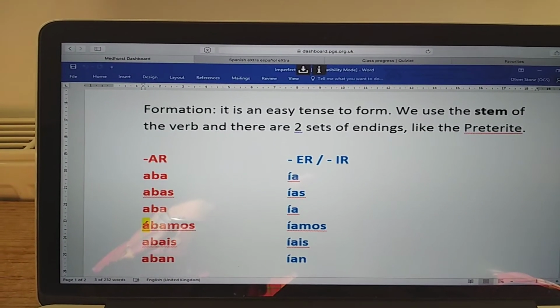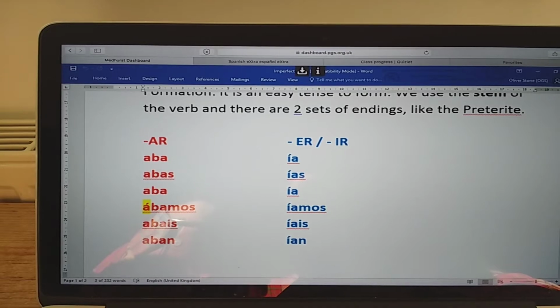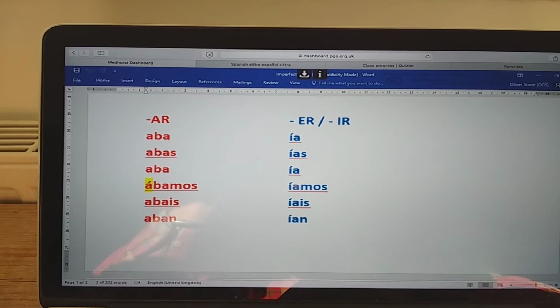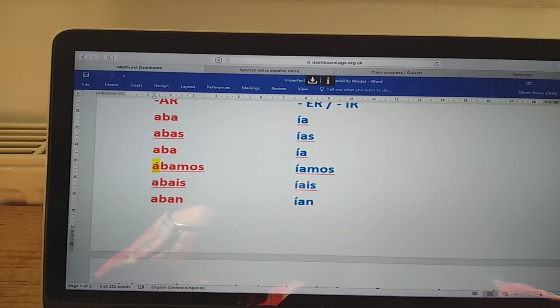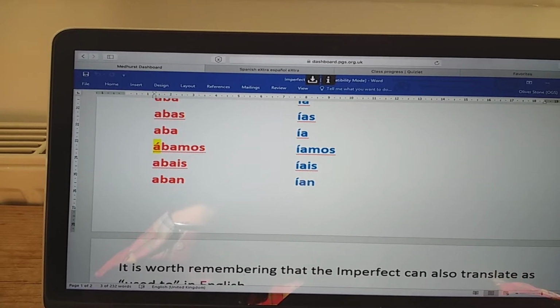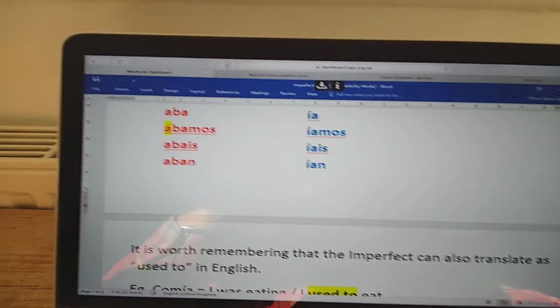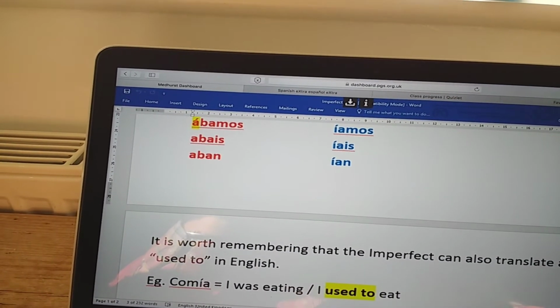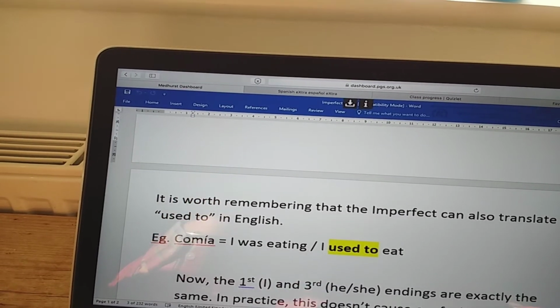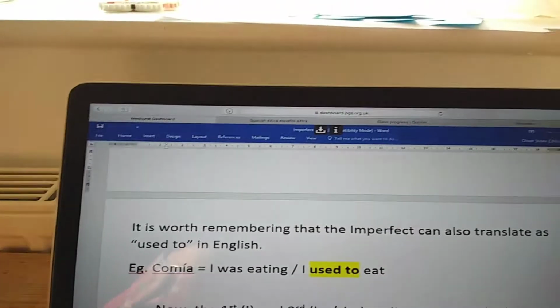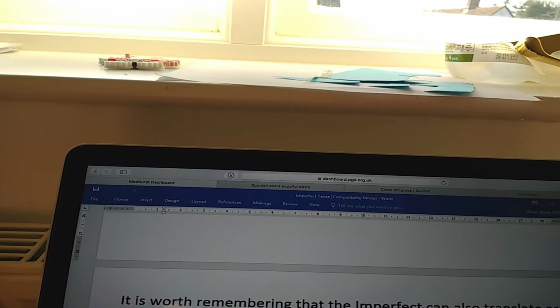So what happens is we take the stem and then we put that on the end. Just before we do that, in fact, sorry, apologies, we're going to go back.